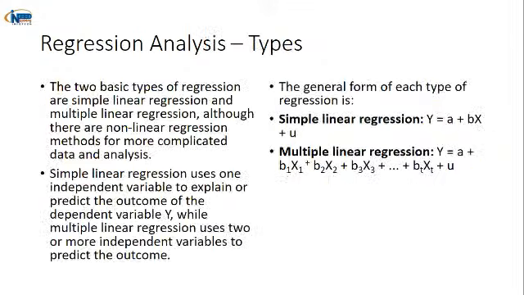Okay, so in regression we have two types of algorithms here. One is simple, one is multilinear regression. For simple regression, you can see the equation is y is equal to a plus bx plus u. And if it is multiple linear regression, then the equation is y is equal to a plus multiple terms, b1 x1 plus b2 x2 plus b3 x3. Now the biggest question is what is a, what is b.